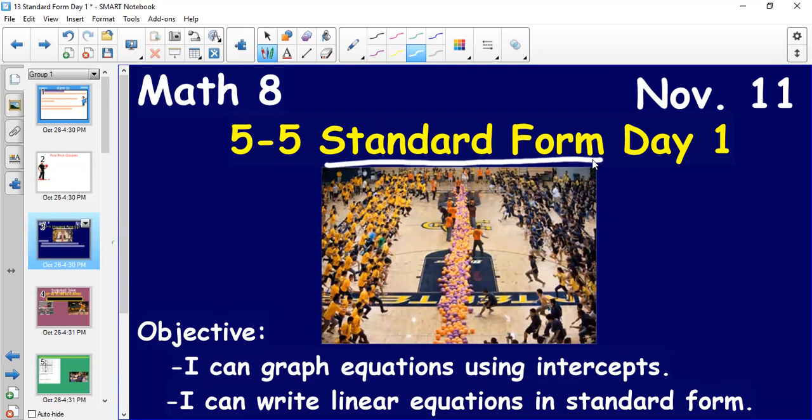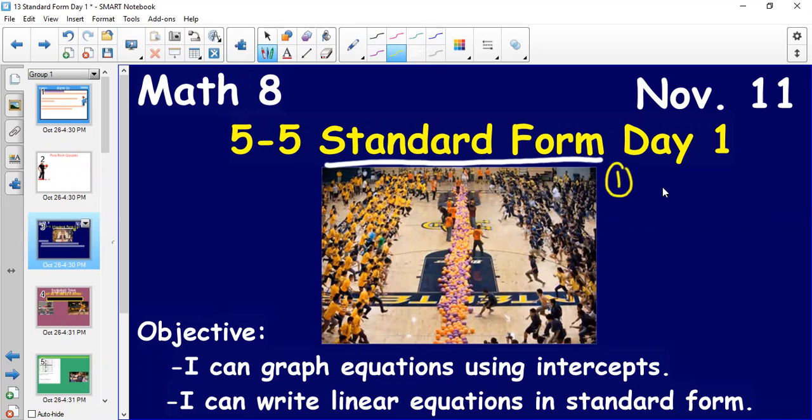This lesson and the next lesson are all on standard form, which is our third way of writing an equation of a line. It is probably one of our tougher lessons all year. So just a heads up, make sure you watch the video all the way through because there are a lot of tricky parts.